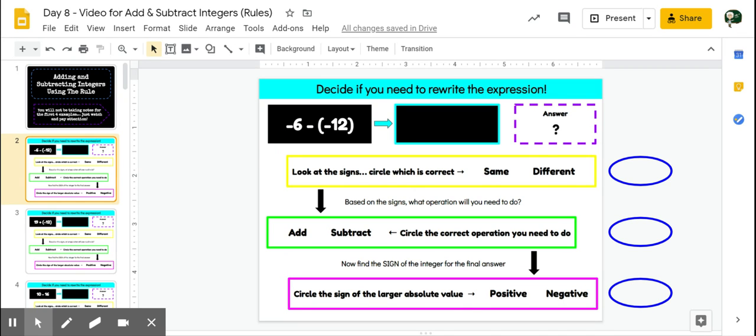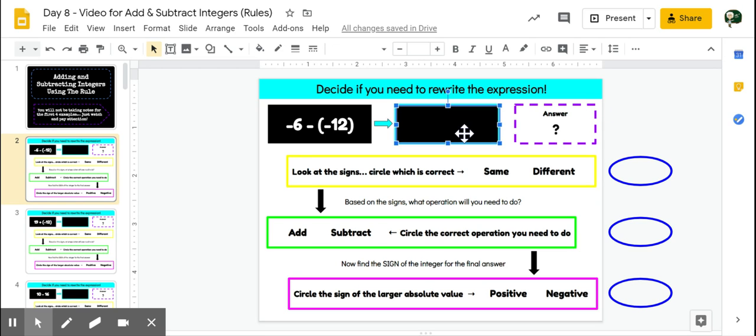So as we look at our first example, the first thing we need to do when we're adding and subtracting our positive and negative numbers is to decide, do we need to rewrite this expression? And so as we look at this, our problem is -6 minus a -12. Well, we learned that we always rewrite our subtraction problems. We rewrite the subtraction as an addition problem. So since this is a subtraction problem, we do need to rewrite it as an addition problem.